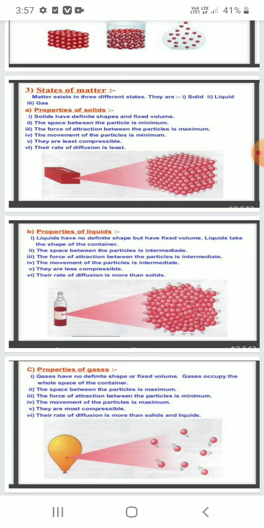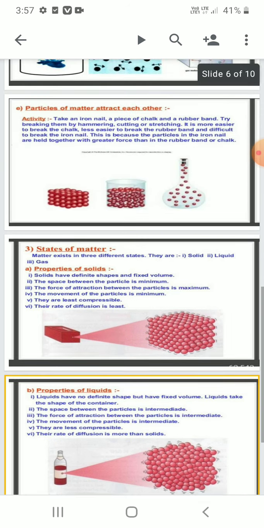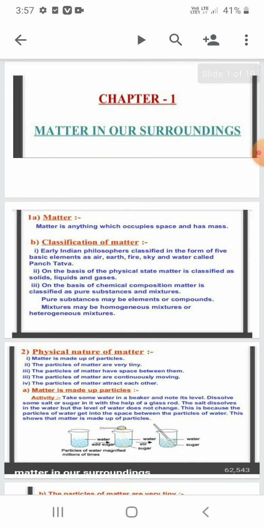The rate of diffusion is more than solids and liquids. Highest compressibility, you can see it in gases. So this is about states of matter.